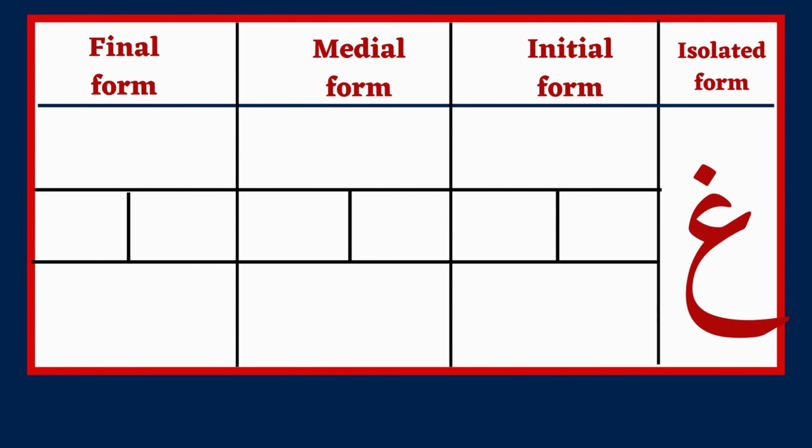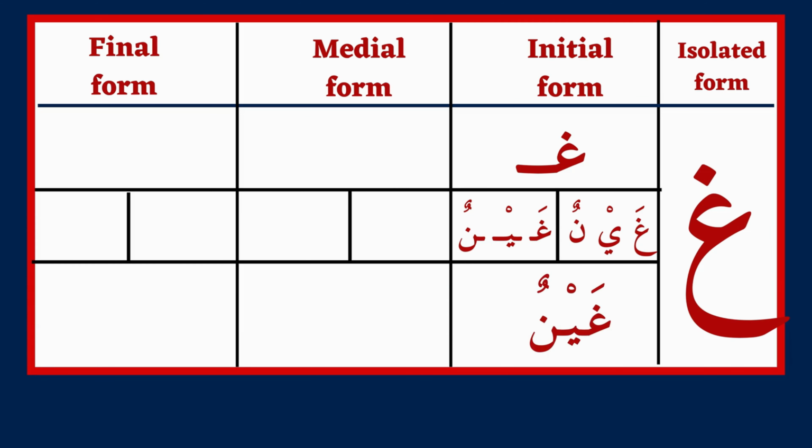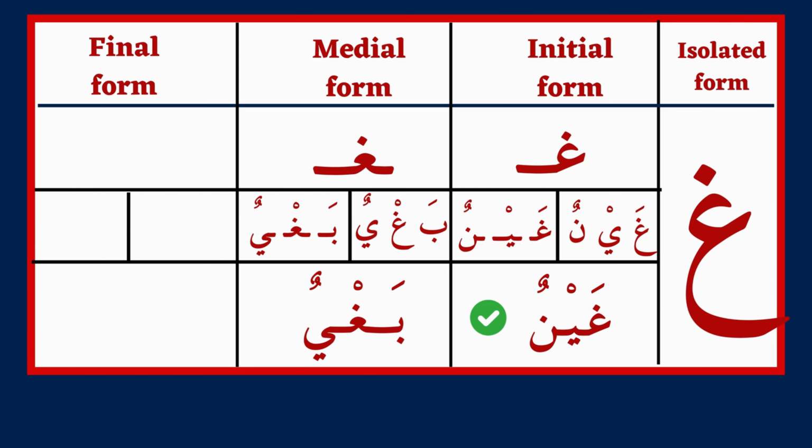Ghain. It permits connection from both sides, right and left, like others. When a word starts with this letter, observe how we write it. Just like ain, in medial form, this is how it is written. When it is in the final form of a word, this is how.